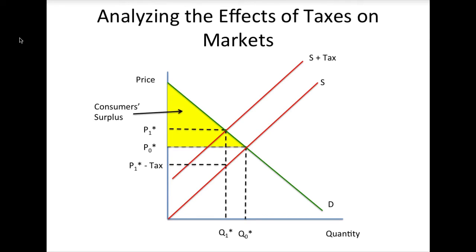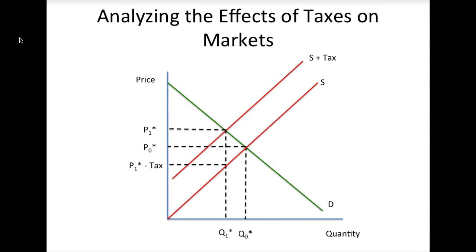First, note that before the tax, consumer surplus is the yellow triangle pictured in the graph. Producer profits are the area below the price and above their costs, which are represented by the supply curve. Thus, the blue triangle in this graph represents producer profits.